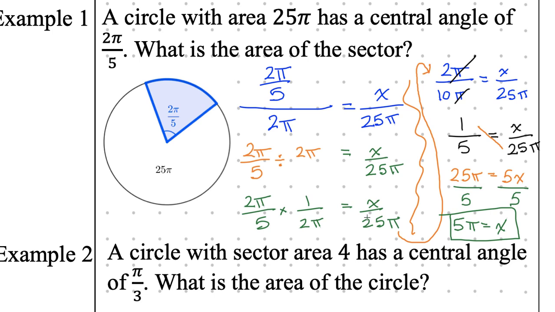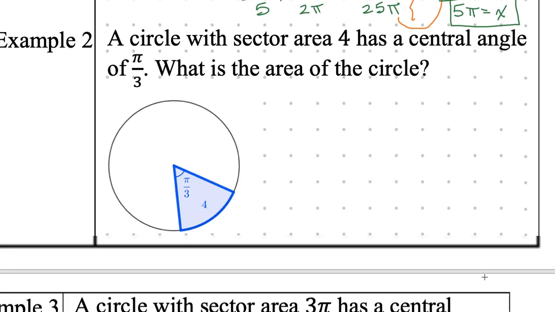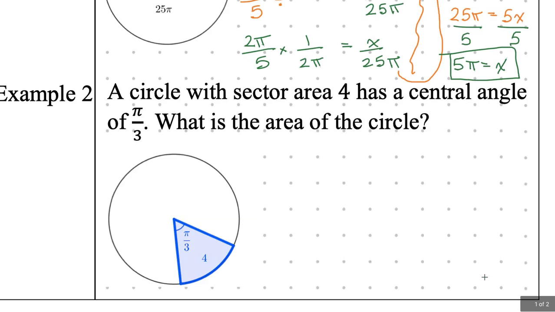You can get an estimation, so it's a little over 15, probably close to 16. Let's keep it exact. Let's just enter 5 pi, and then we get it perfect. Let's try another one. We have 3 examples.